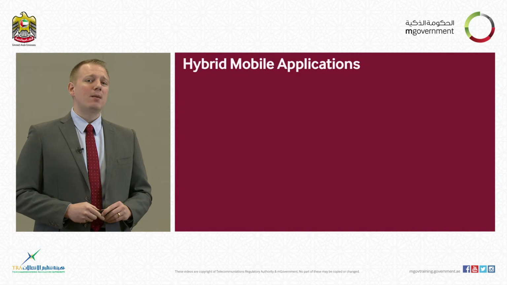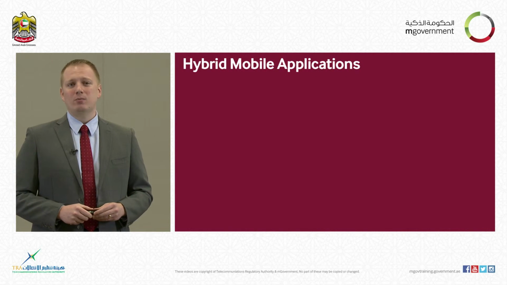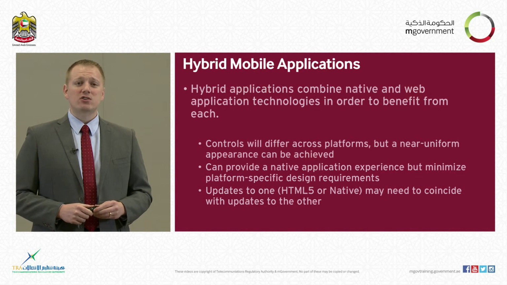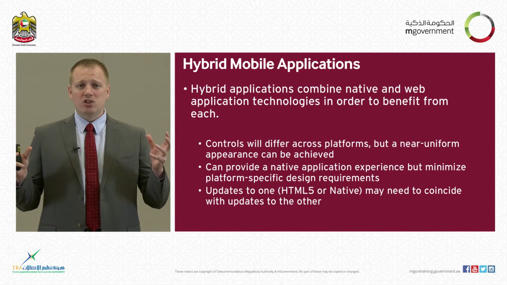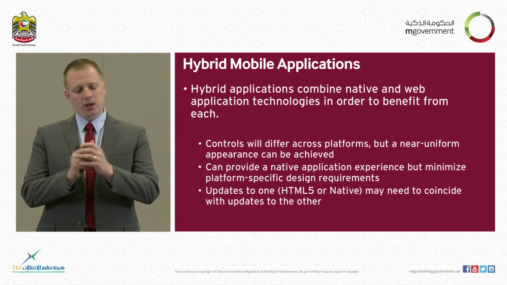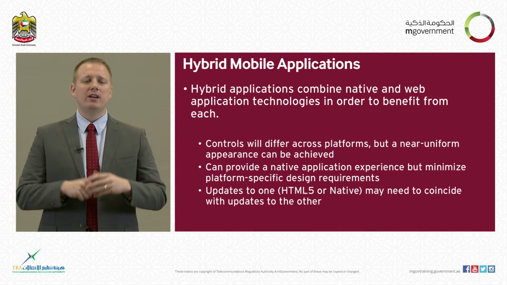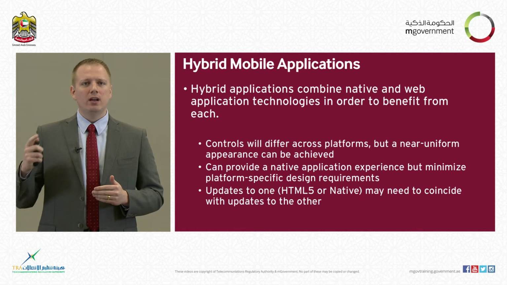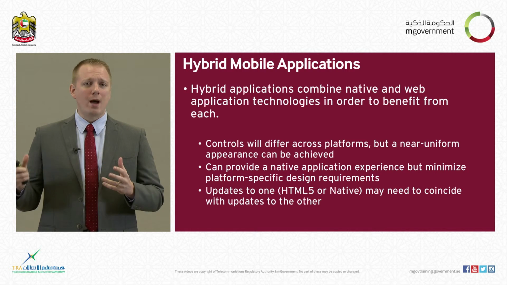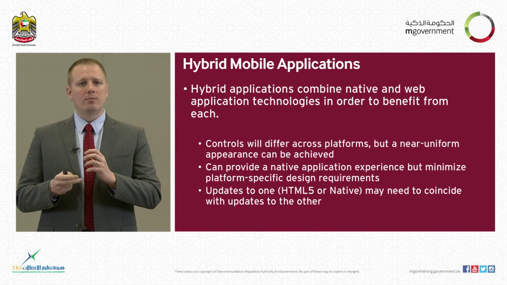The final kind of application we'll talk about is something called a hybrid application. This is actually a combination of the native application and the HTML5 application. These two come together to create a hybrid app experience. Think of it as a native application wrapper that goes around your website.